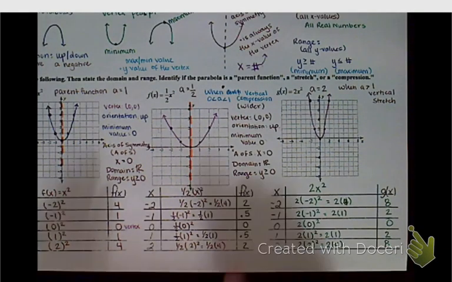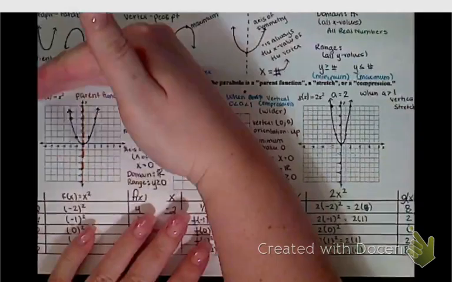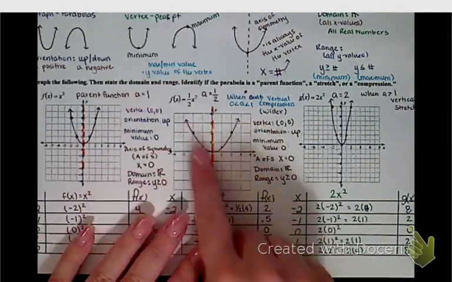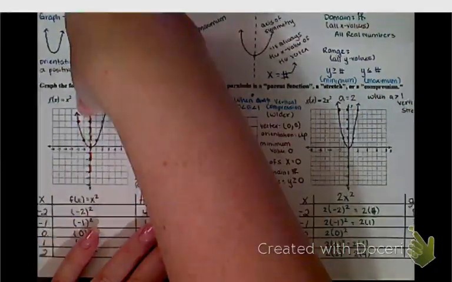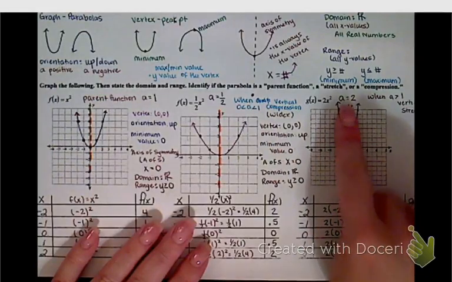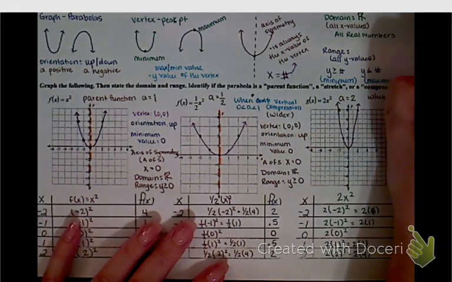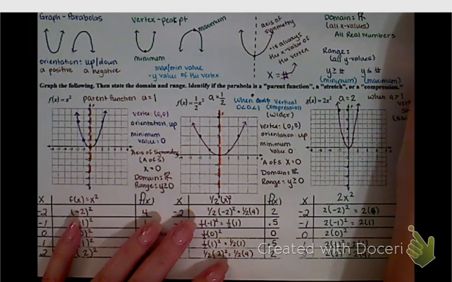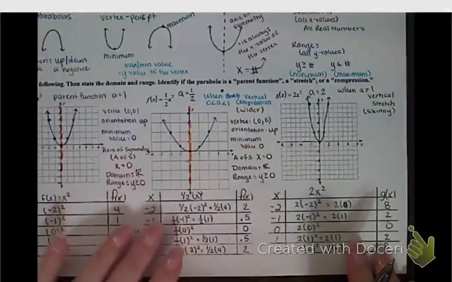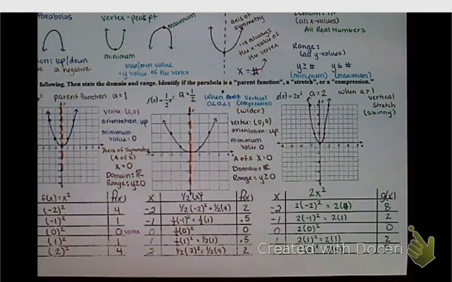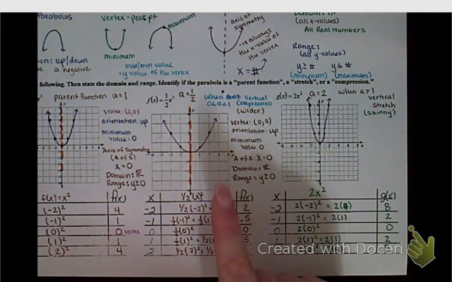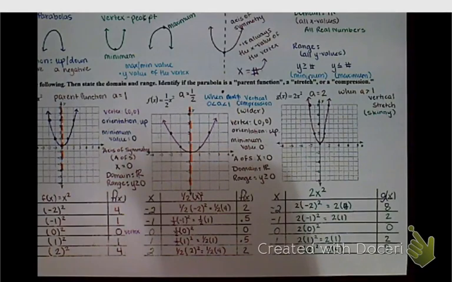Okay. So here we had a vertical compression. If we press down on our parent function, our graph gets wider. Here we have a vertical stretch. So if I were to pull this up vertically, it's going to get skinnier, which is what happened with this graph because a was greater than 1. All right, I want you to pause the video for a second, and I want to see if you can identify the vertex, the orientation, a maximum or a minimum value, the axis of symmetry, and the domain and range. So pause for a second and see if you can do that.